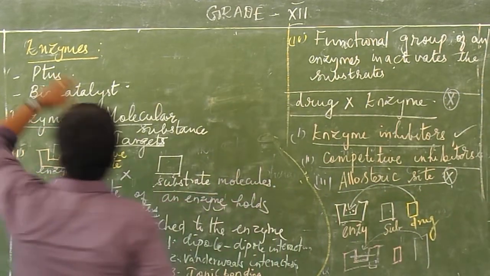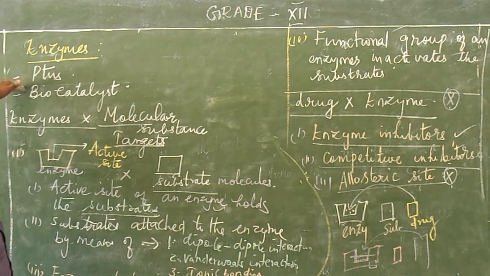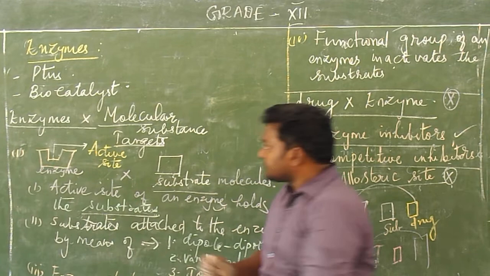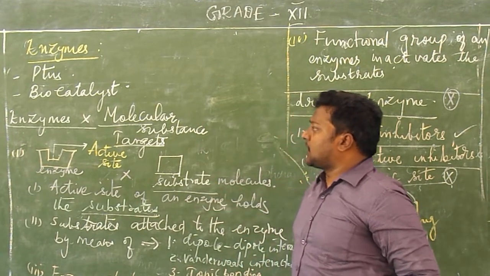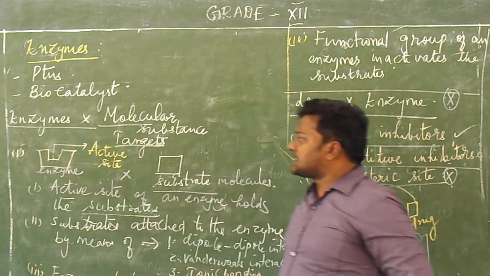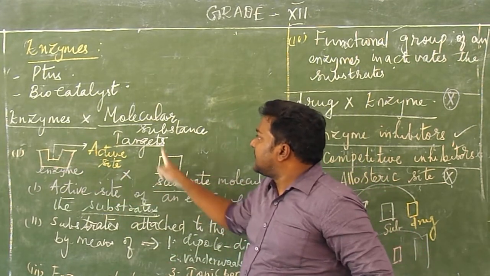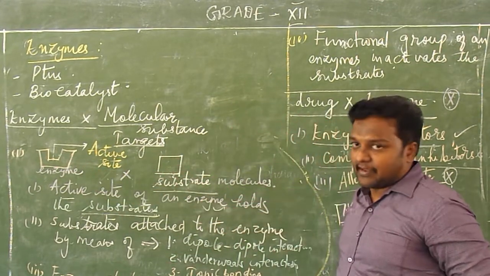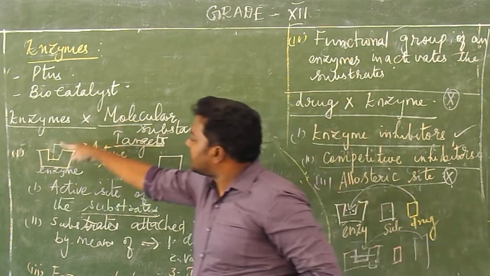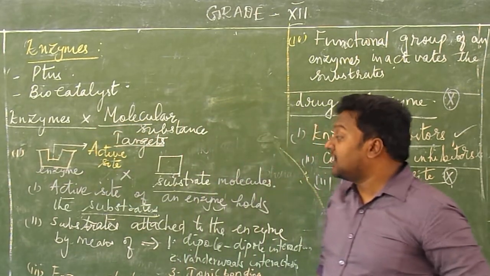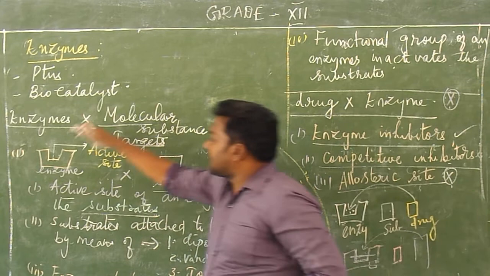So again we will see what we have studied now, enzymes. Enzymes are proteins and they are acting as what? They are acting as biocatalysts. So now we take enzymes interacting with other molecular targets. First we take an enzyme. The enzyme has an active site that will interact with the target molecule, that is a substrate. Now this substrate goes and attaches to the active site of the enzyme.